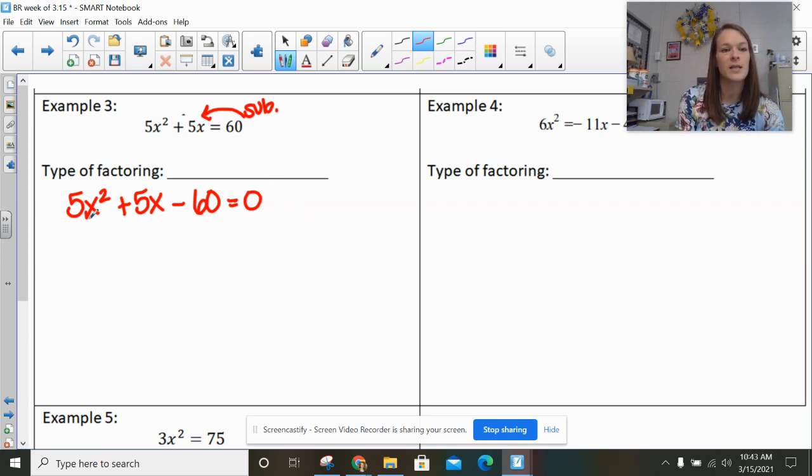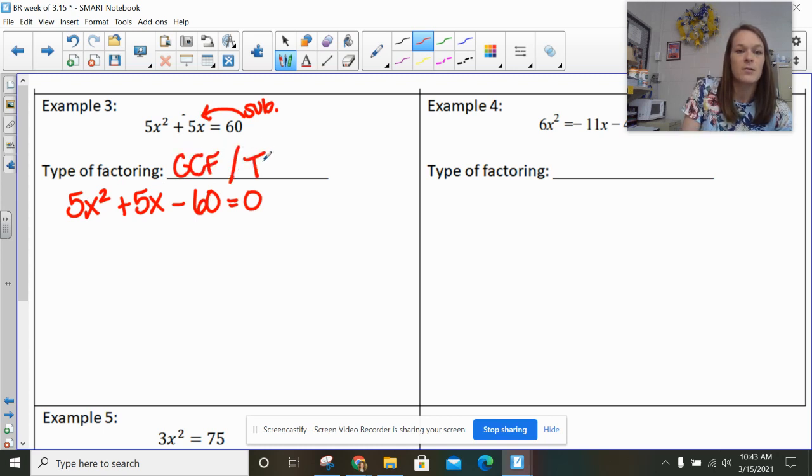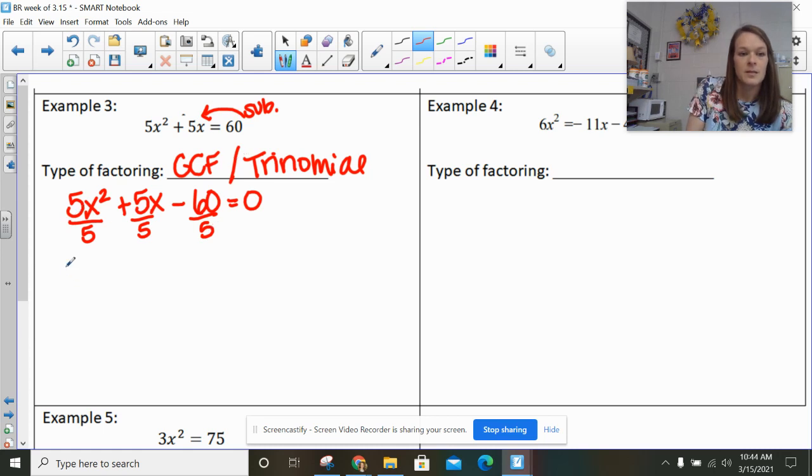Okay, now hopefully you realize you can divide all of these by 5. So I have a GCF, but I'm also going to have a trinomial. So I'm going to have two things to do here. So the first thing I want to do is divide them all by 5. Okay, so the 5 will go on the outside. Those will cross out. So x squared plus, those will cross out again, x minus 12 equals 0.